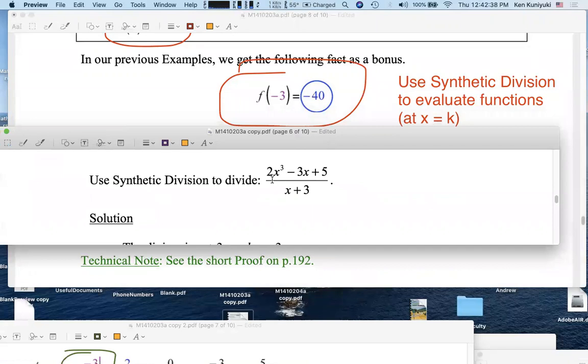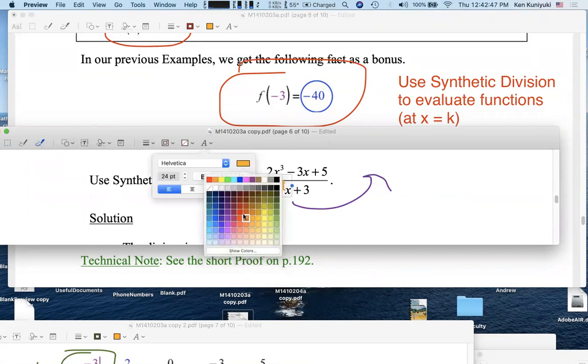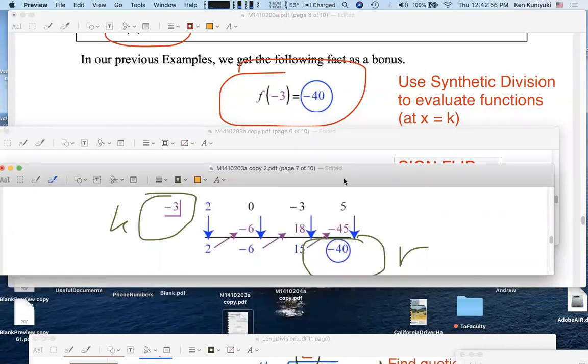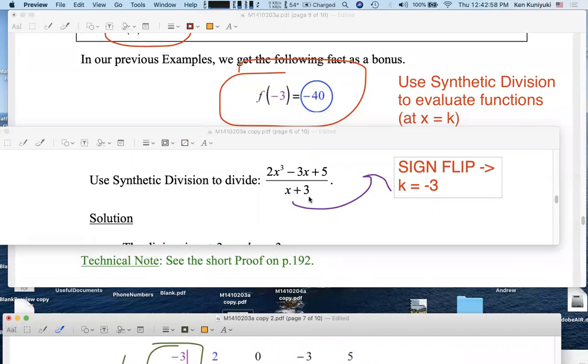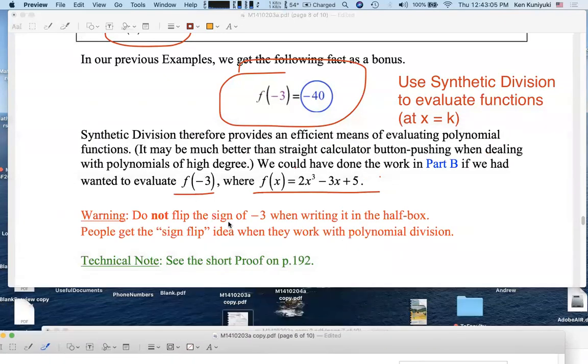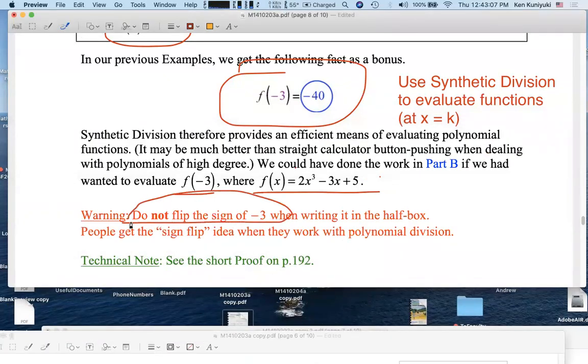Now remember, if you're dividing f of x by x plus 3, there's a sign flip, and you actually want to put k equals negative 3 in the dunk tank, like so. So if you're dividing by x plus 3, there's a sign flip, you put negative 3 in the dunk tank. But if you're evaluating f of negative 3, there's no sign flip. Do not flip the sign. There's no sign flip if you're evaluating a function.